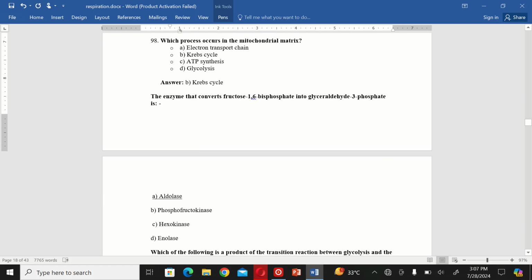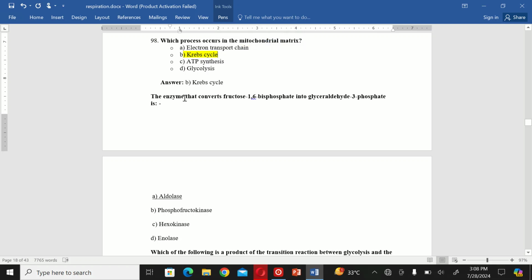The next MCQ is which process occurs in the mitochondrial matrix? A. Electron transport chain. B. Krebs cycle. C. ATP synthesis. And D. Glycolysis. So the correct option is B.